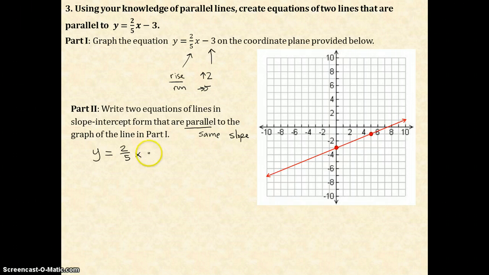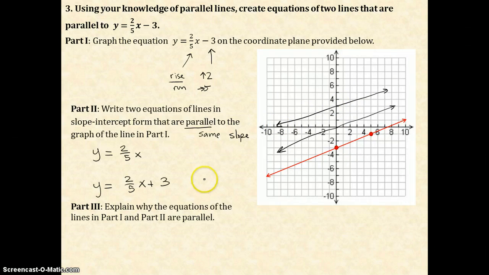We could have a y-intercept of 0, or we could have a y-intercept of positive 3. So the one with a y-intercept of 0 would be right about here, and the one with a y-intercept of positive 3 would be right about there. And then explain why the equations of the lines are parallel. Because they all have the same slope.